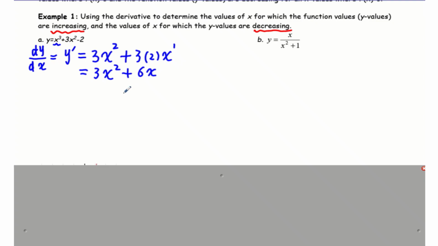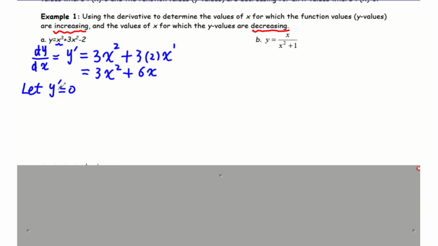Now we want to find where the derivative is positive or negative. Before that, we want to find the zeros first. Then from the zeros, we want to draw a chart and see where it will be positive and where it will be negative.